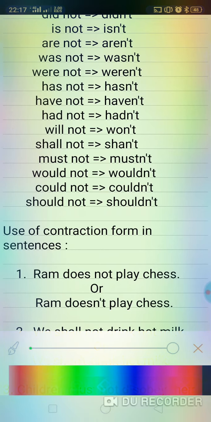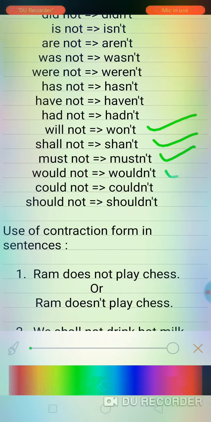Will plus not equal to won't, shall plus not equal to shan't, must plus not equal to mustn't, would plus not equal to wouldn't, could plus not equal to couldn't, should plus not equal to shouldn't.